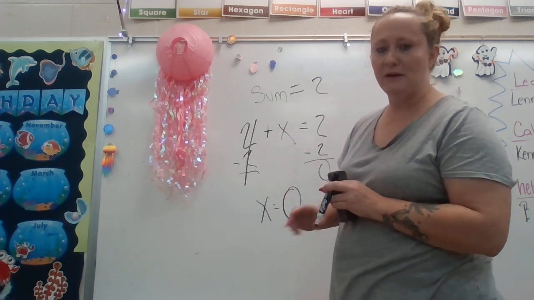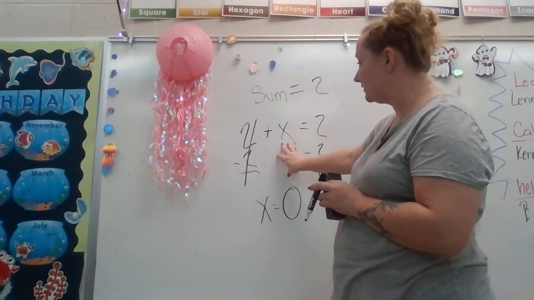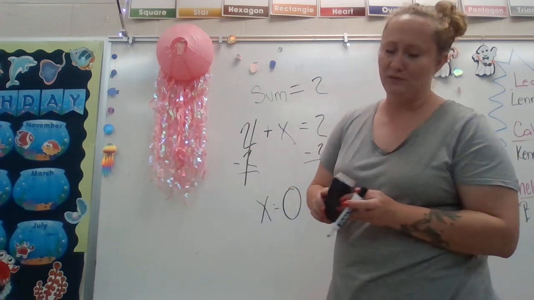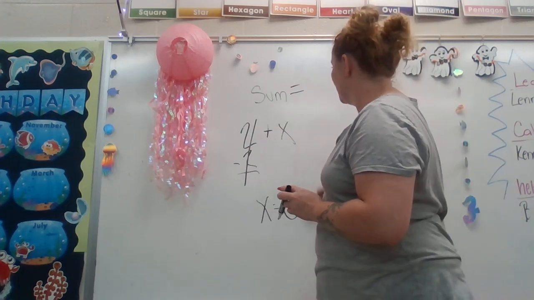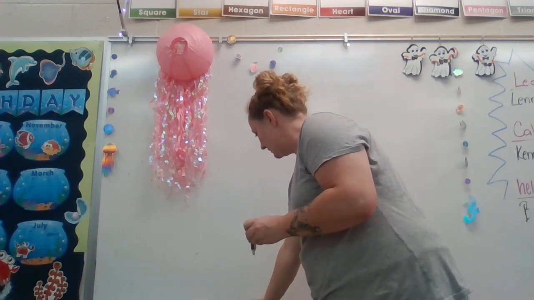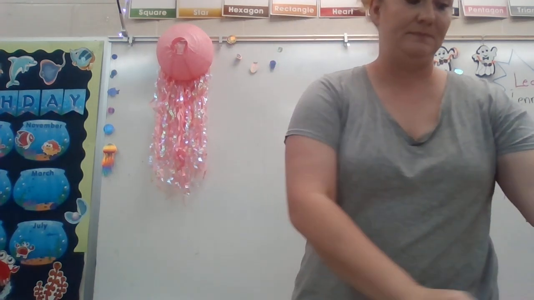So whenever we have the answer and we need to find what the number or the letter represents, we need to do the opposite. Take this to the opposite side of the equal sign and solve for that answer.